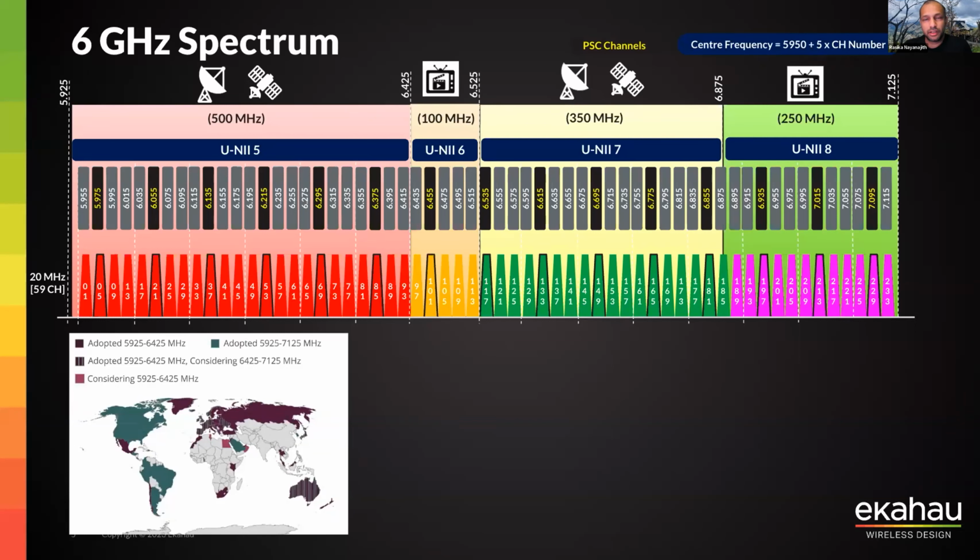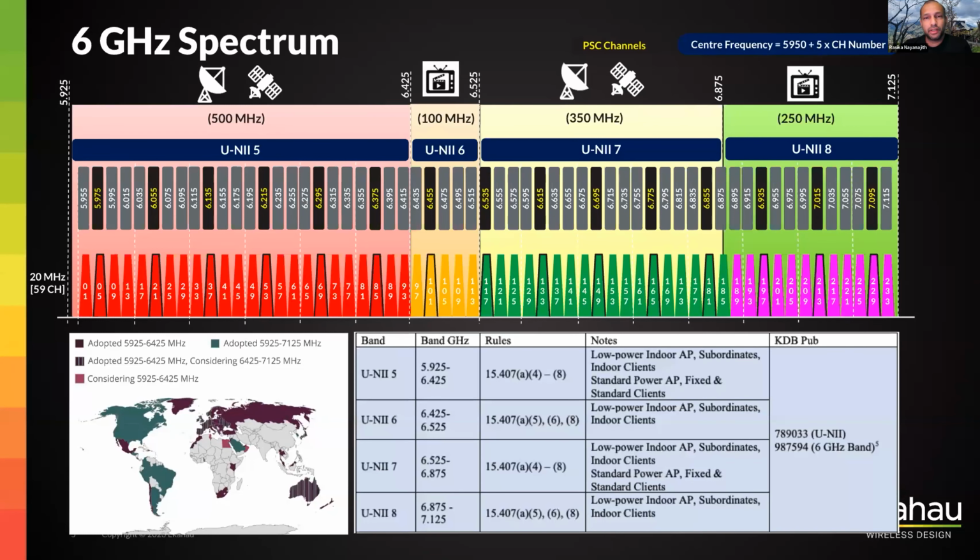So when we look at the worldwide spectrum allocation, it is twofold. In certain countries, the entire spectrum is allocated for Wi-Fi. The countries in the map shown in green, like North America, South America, South Korea, and Saudi Arabia, typically allocated the entire spectrum. But most of Europe, Australia, and New Zealand only allocated UNII-5. That means the first 500 meg, which gives the 24 channels.